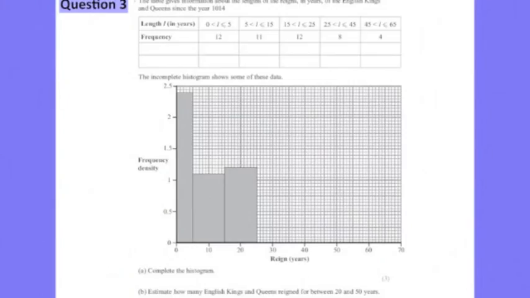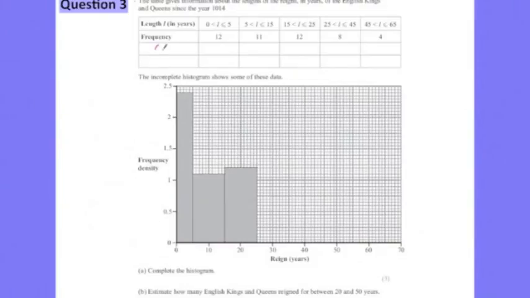Question number 3. The table gives information about the lengths of the reigns in years of English kings and queens since the year 1014. Here we have our groups of years, the length of their reigns in years, the frequency, and then two spaces here to help us complete the histogram by calculating the class width and the frequency density.